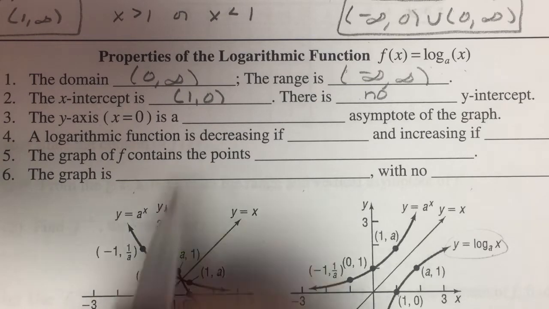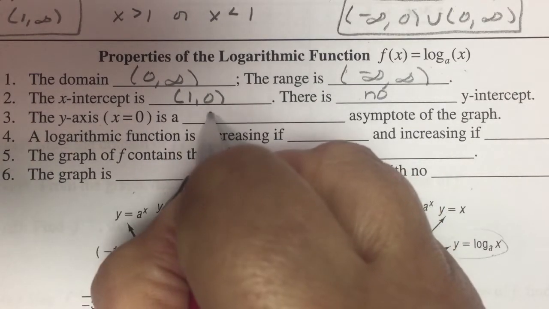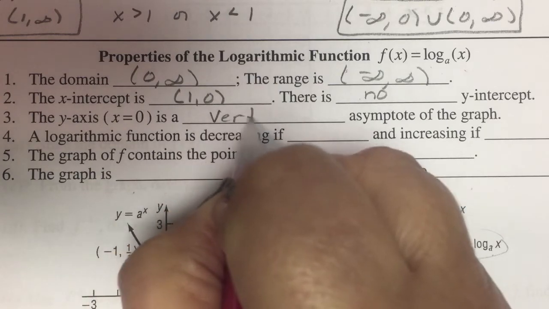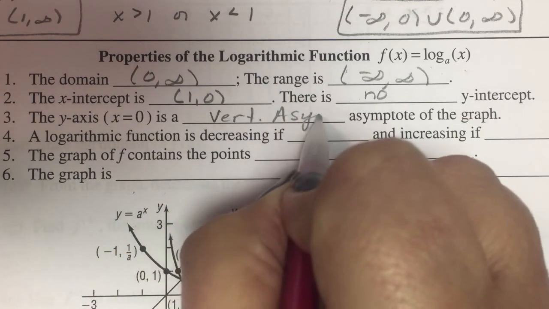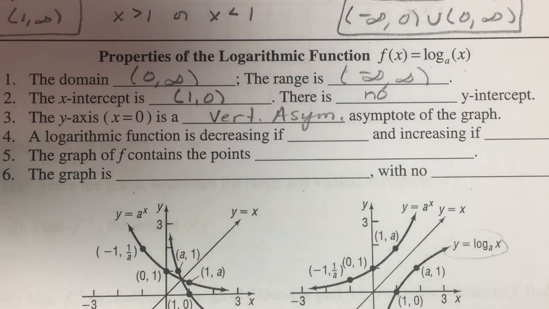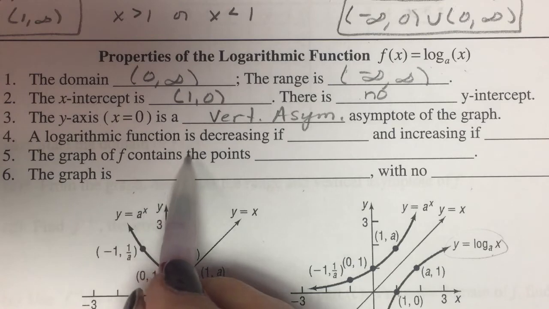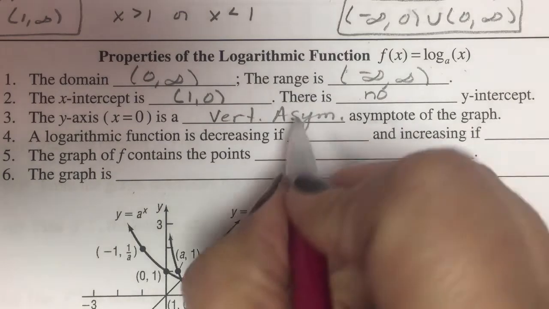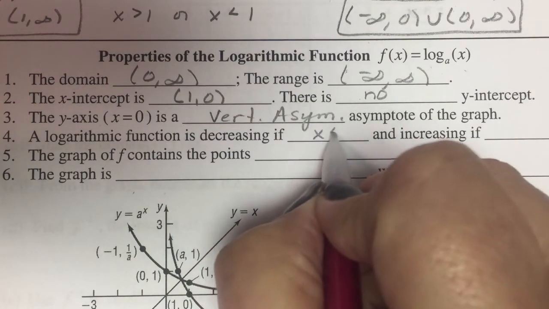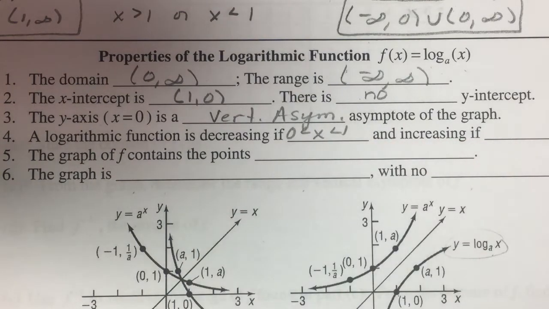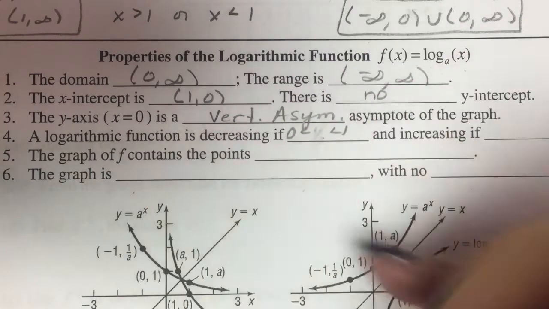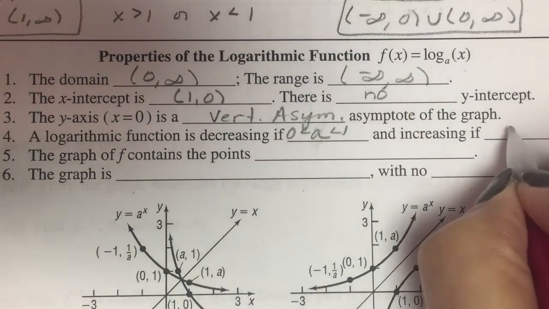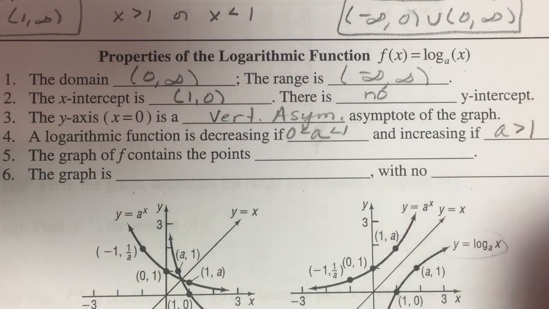The y-axis, which is x equals 0, is a vertical asymptote. Remember, we had horizontal asymptotes when we had exponentials. The logarithmic function is decreasing if a is between 0 and 1, and increasing if a is greater than 1. Let's use the right variable, your a, your base.